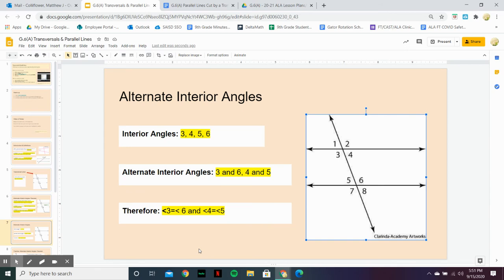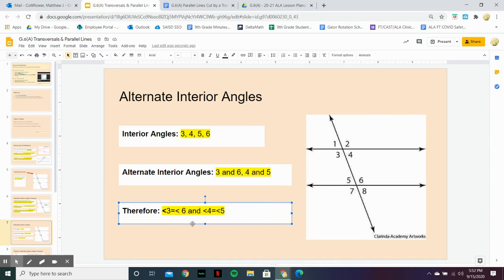Well, what does that mean? Well, we just had a theorem that says alternate interior angles are equal. So therefore, we can say that angles 3 and 6 are equal to each other. And we can say that angles 4 and 5 are equal to each other. That is using the alternate interior angles theorem.